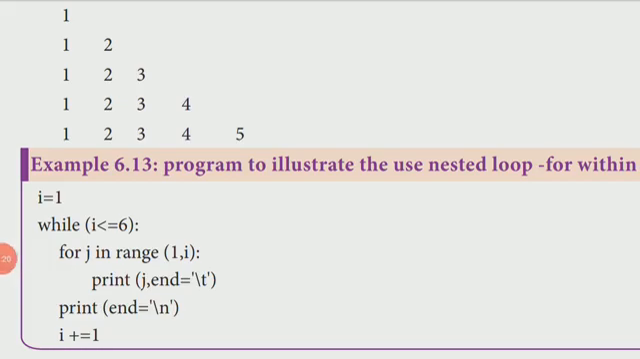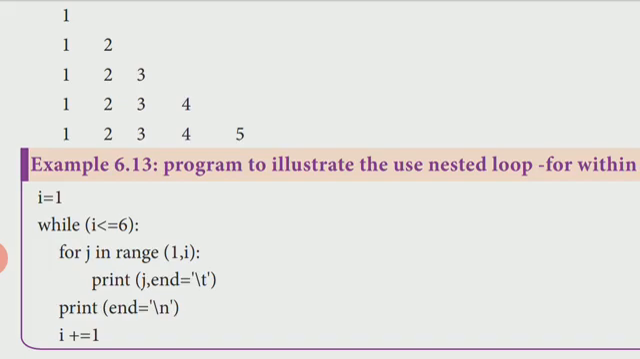A for loop within a while loop. See, first we have the initial value, that is i equal to 1, while that i value is less than or equal to 6. Then we want to execute the for loop, that is for j in range, it starts from 1 comma i, if we want to explain we can take it as 6, so i comma 6. So print j, end equal to tab.